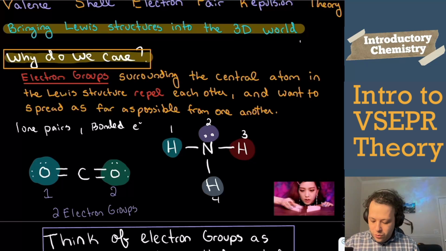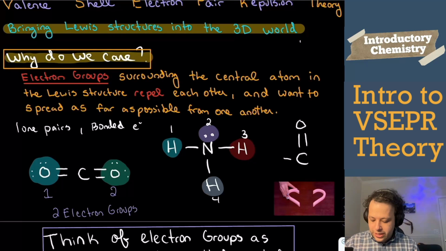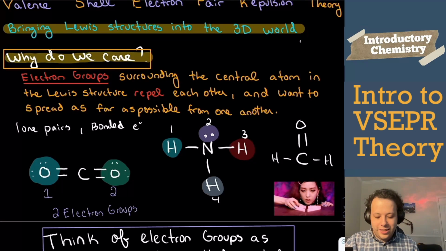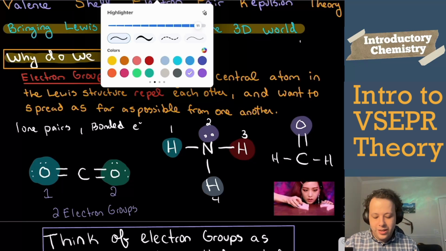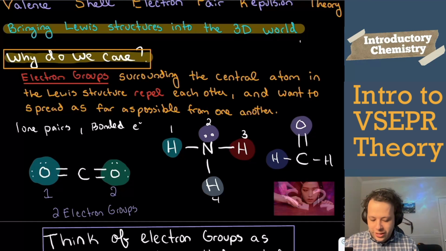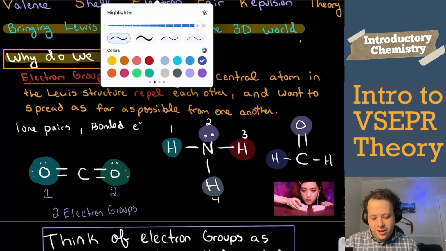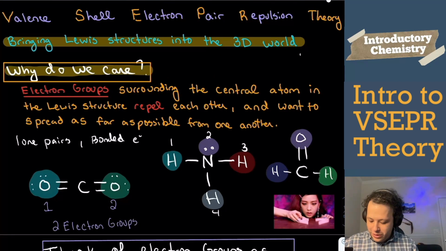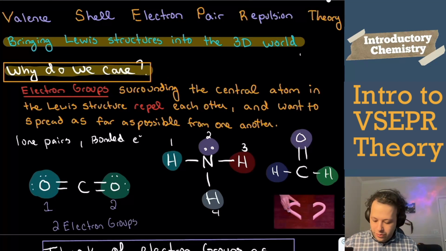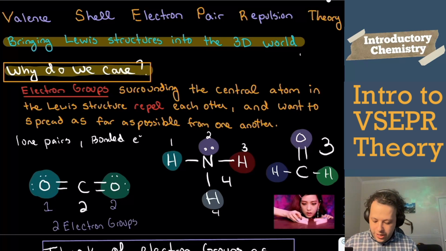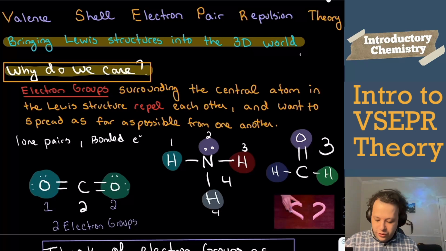If I draw one more, let's do formaldehyde. I have C and O with the double bond, and two H's. We can once again highlight all of our different groups. I have one for oxygen, then one for the hydrogen on the left, and one on the right. So how many electron groups do I have? This is going to be a total of three electron groups. So I'll fill all those out: 3, 4, and 2 for all these different structures.